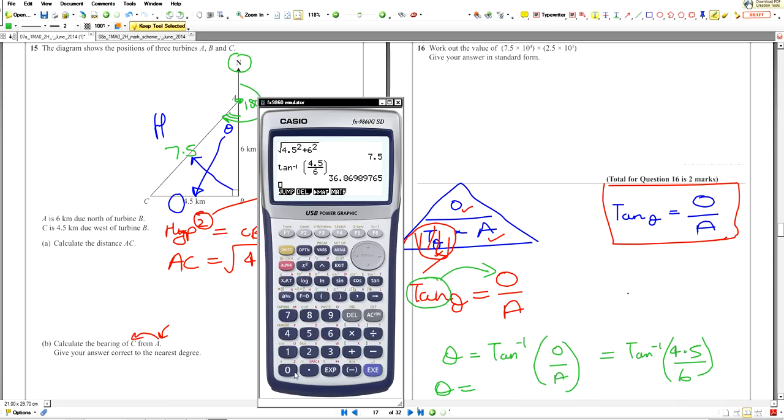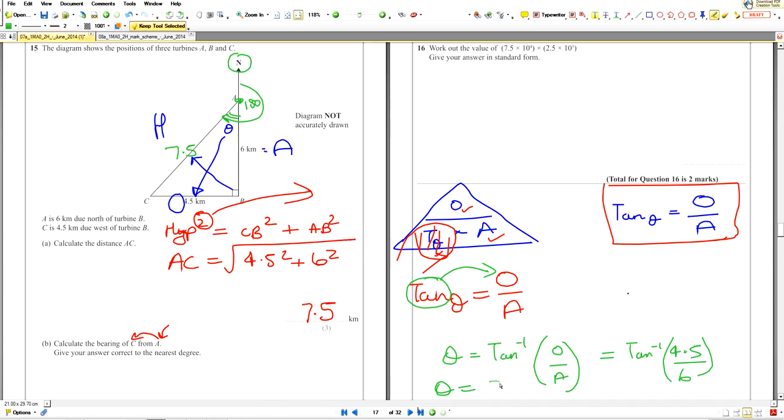So we get, for that one, question 15b, we haven't finished the question yet, by the way, folks. So that part is going to give us 36.86. Okay, lovely. Right. Is that right? Yeah, 36.86.